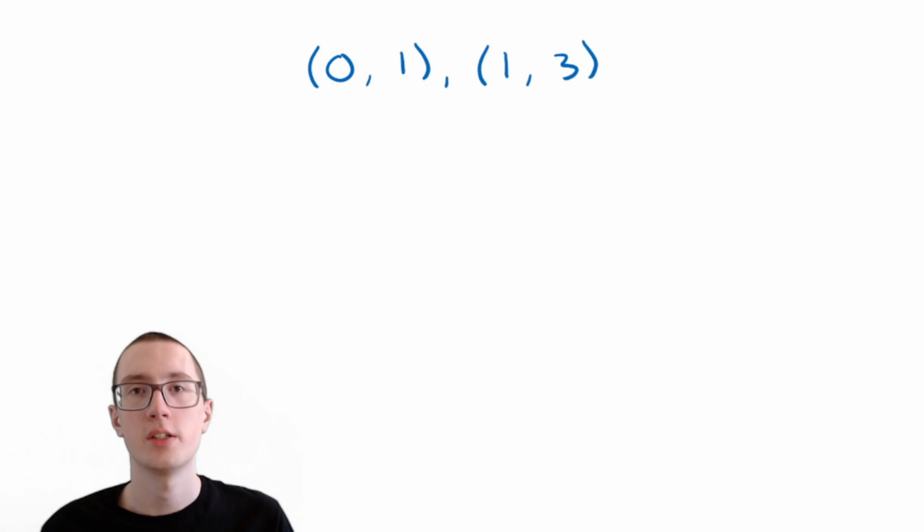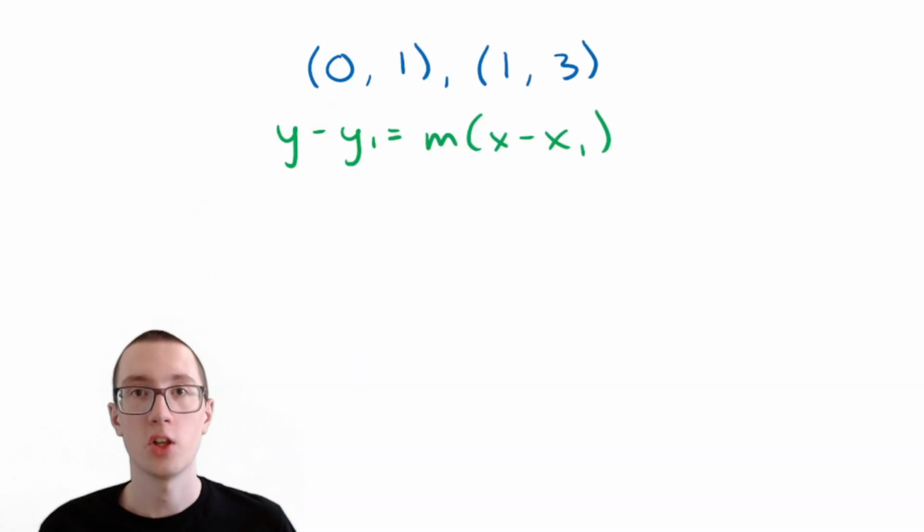How do we write the whole equation of a line with just 2 points? So here's our first example. We need to figure out the equation of the line that goes through (0, 1) and (1, 3). Well, to solve this, we're going to be using something called point-slope form. So point-slope form is y minus y1 equals m(x minus x1).